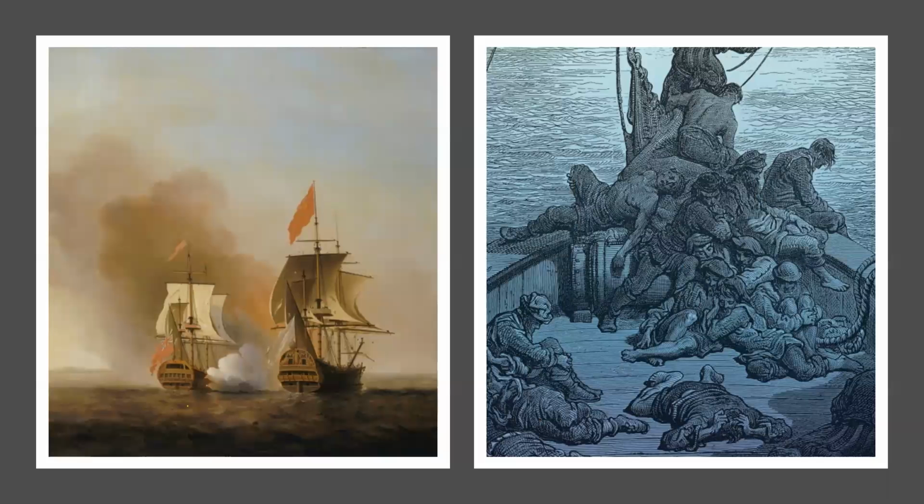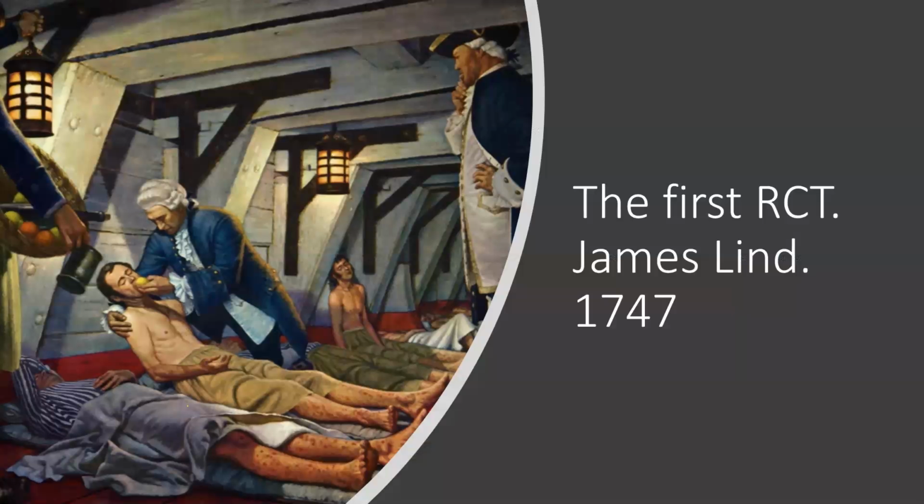Scurvy apparently caused more deaths in the Navy in the 16th to 18th centuries than any other war casualties. It's interesting that the first randomized controlled trial was done by a man called James Lind in 1747, where he found the cure for scurvy. On his ship, he had 12 patients and put them into groups of 2 and treated each group with different food. For 2 of the patients, he gave 2 oranges and a lemon a day.